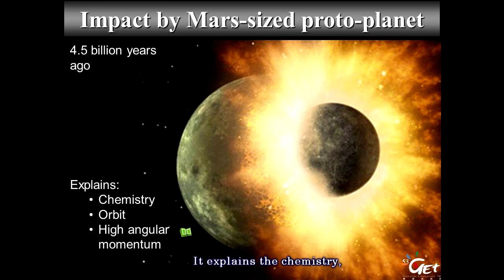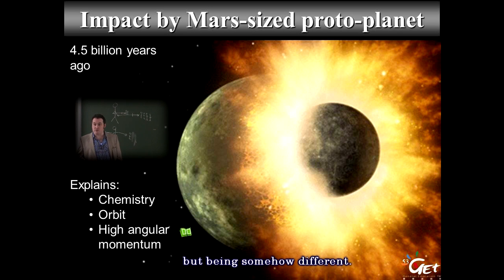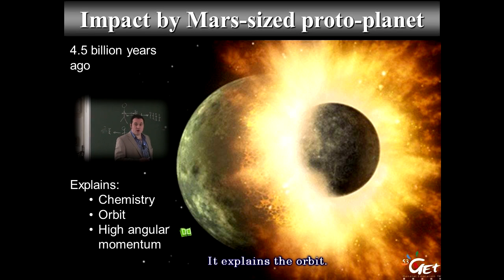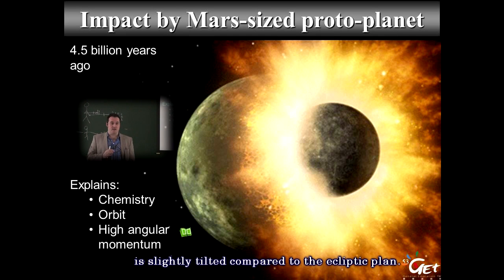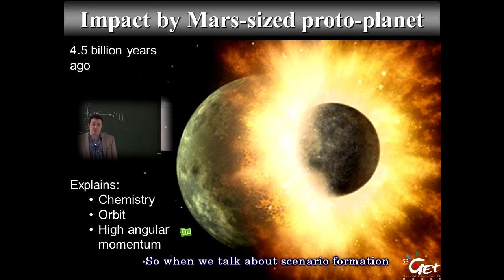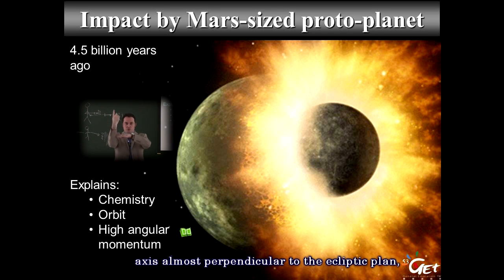It explains the chemistry. I will show you the simulation in a minute. It explains why Moon and Earth have so much in common, but are somehow different. It explains the orbit. It also explains why the axis of the Earth is slightly tilted compared to the ecliptic plane. When we talk about the scenario of formation of the solar system, I will show you that most of the planets in our solar system have their rotation axis almost perpendicular to the ecliptic plane, while the Earth is tilted.